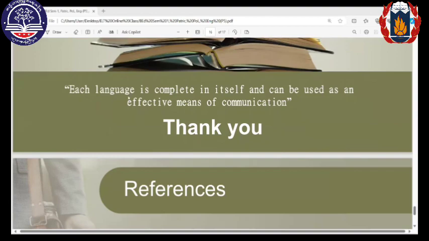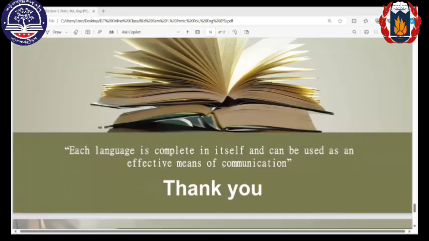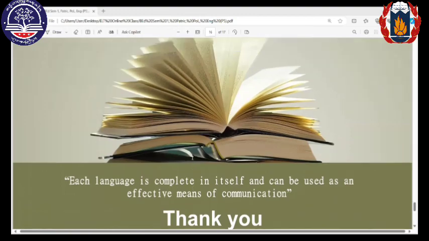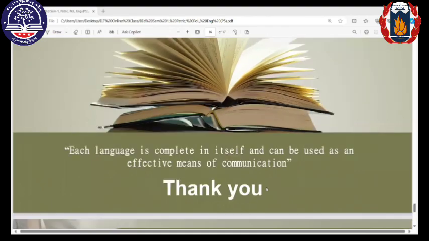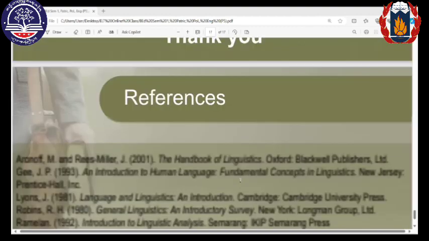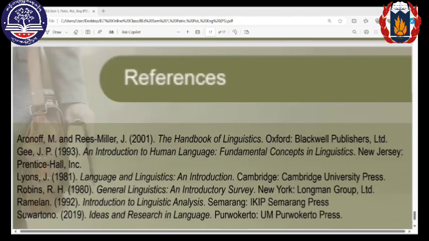So we can see each language is complete in its set, can be used as an effective means of communication. Every language, present other brothers, completion. But there is also a problem: a community may have a spoken language but a written language that is not there, so there is a reference to one.